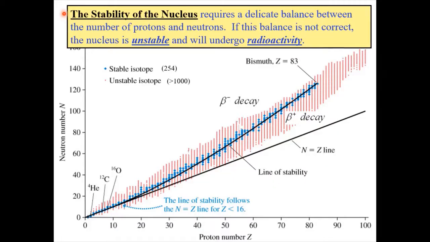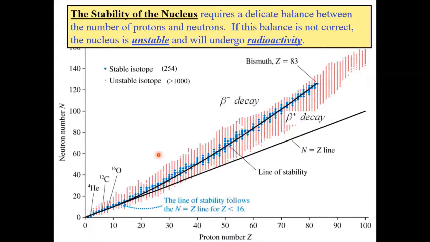We left off in Part 1 of this lecture talking about the stability of the atomic nucleus. And the main point was that the stability of the nucleus requires a very delicate balance between the number of protons and neutrons. And if we don't have the correct number of protons and neutrons, the nucleus becomes unstable. And what happens with an unstable nucleus is it becomes radioactive, and it will undergo a process called radioactivity, in which it lets off radiation, and it eventually tries to stabilize itself.